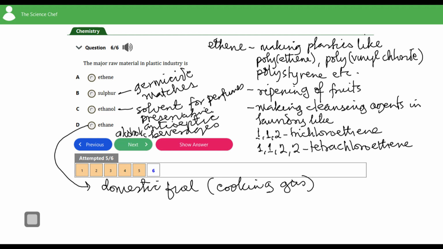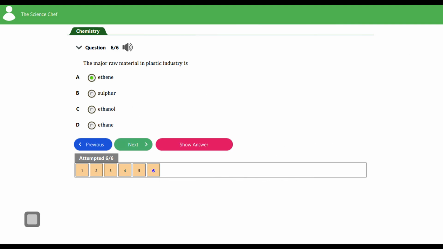Then your ethane now, not ethanol. Ethane is used as a domestic fuel, which is the major function of alkanes, right? Now let me add one. Ethyne, though that one is not here. So ethyne is used as a fuel in miners' lamps, and also in oxyacetylene flames for welding of metals. That's ethyne. So please take note of all these uses. You may come across them in your examination. All right. So the answer to this question is option A, which is ethene.